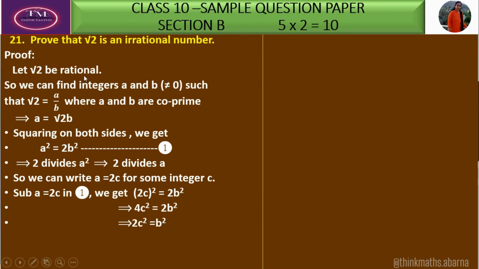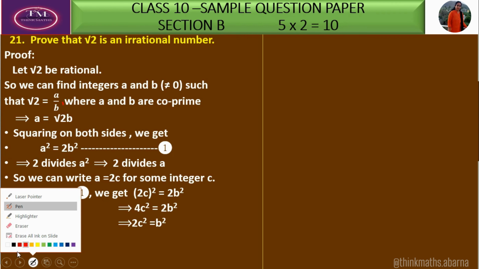What do you mean by rational? It is just like fractions, a by b form. So we can find integers a and b, where b should not be equal to 0, since the denominator should not be 0, such that root 2 is equal to a by b, where a and b are co-prime.